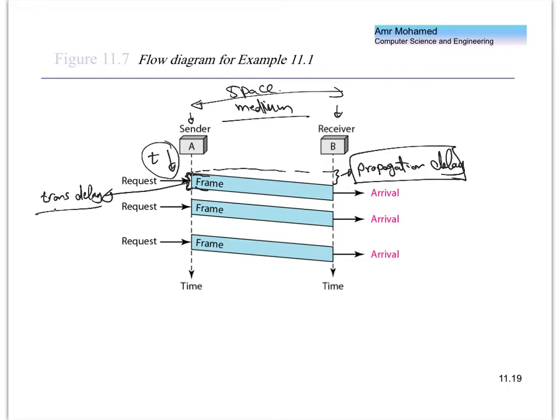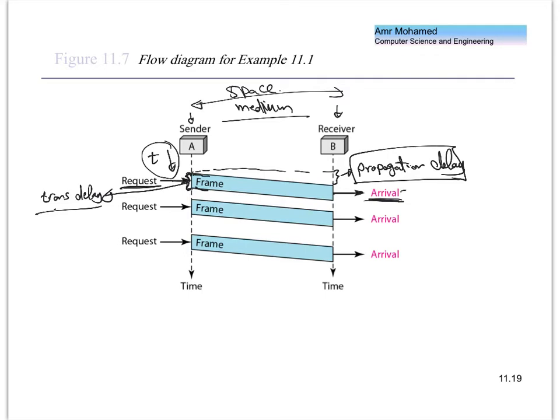Is that clear? So the arrow here represents the event. If you have a request to send from the network layer, then you get the frame and you transmit it. Once you transmit it, it propagates until it goes to B, and in B you have another event, arrival notification. So these words here represent the event at the sender and the event at the receiver. Okay?